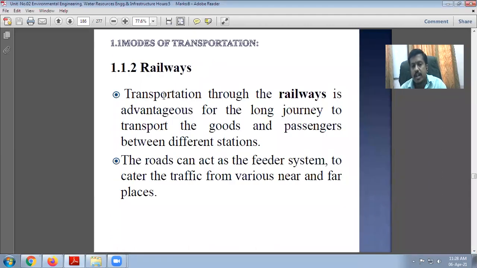Transportation through the railways is advantageous for long journeys. Yes, it is correct, and for transporting goods and passengers between different stations. The roads can act as a feeder system to cater the traffic from the near and far places. So transportation through the railways is advantageous for long journey purposes. If you want to travel from one state to another, rather than going by roadways, we will always prefer railways.